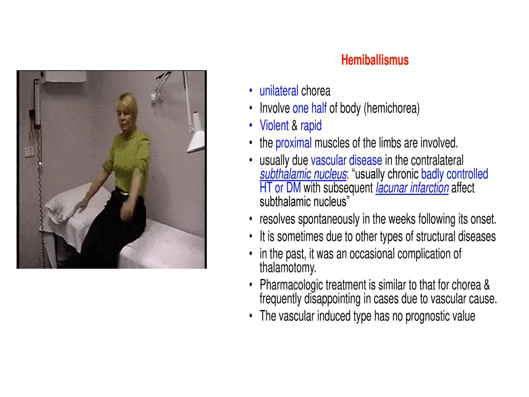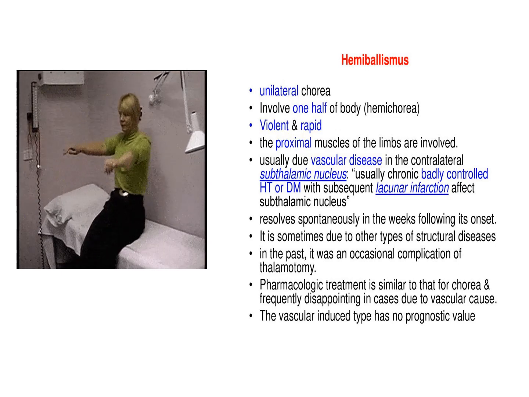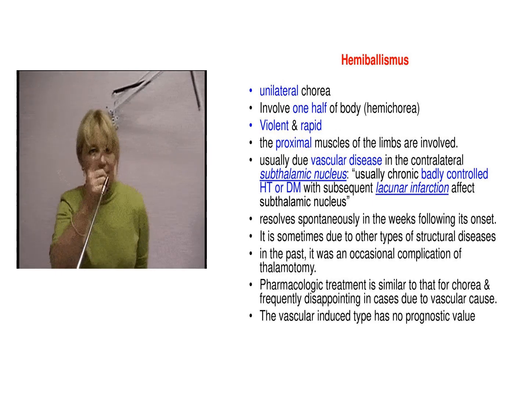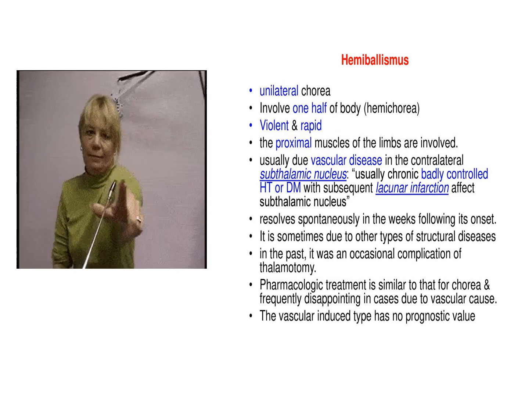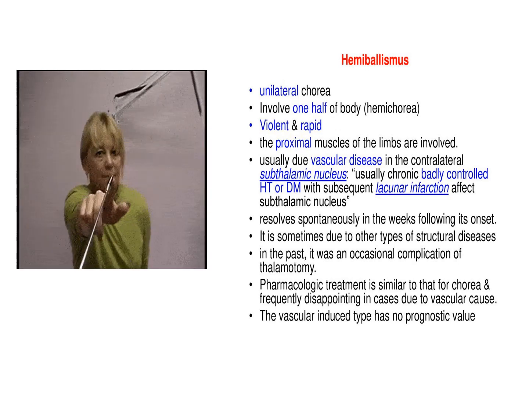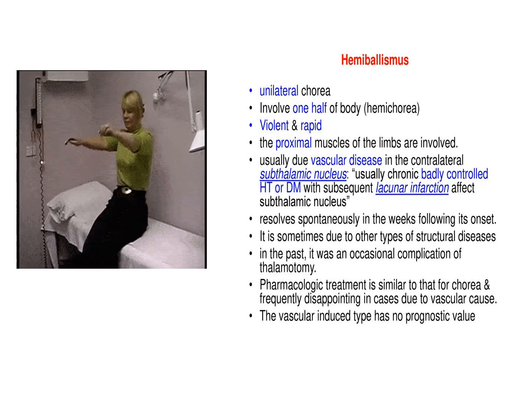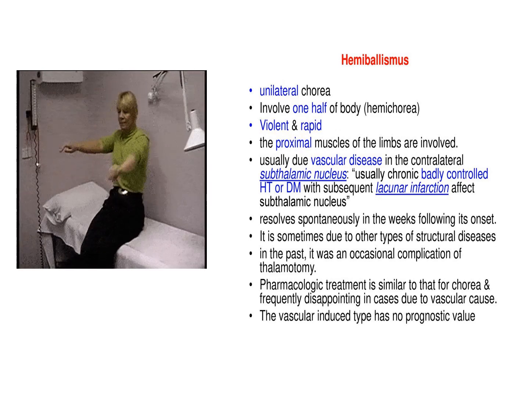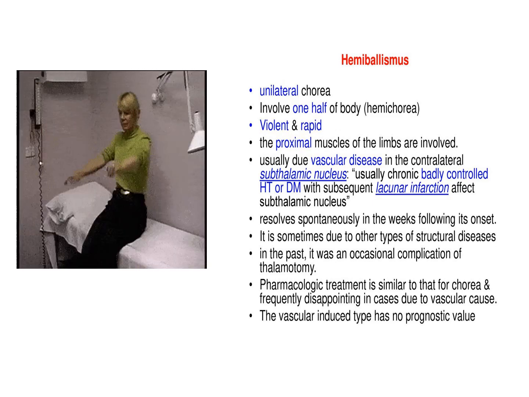Now, what is hemiballismus? Hemiballismus is a type of unilateral chorea. It is characterized by sudden, flailing, and violent involuntary movement. It usually involves one half of the body, and the proximal muscles of the limbs are commonly involved. It occurs due to vascular disease which causes damage to the contralateral subthalamic nucleus.